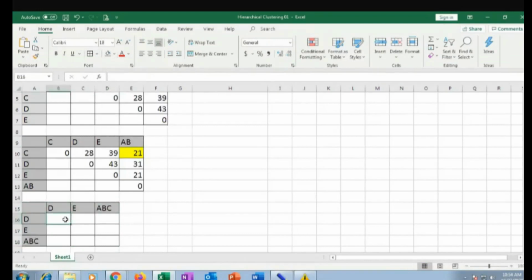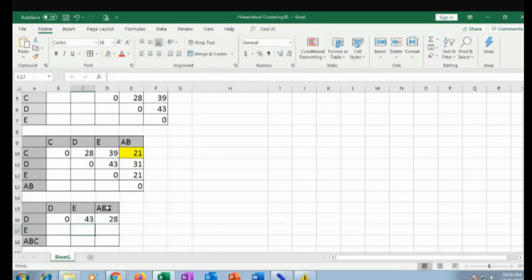Okay, D to D is 0, D to E is straightforward, it is 43. D to ABC: D to C is 28 and D to AB is how much? 31. Okay, can you see this? This is D to C 28 and D to AB is 31. So what will be the distance that you will copy?